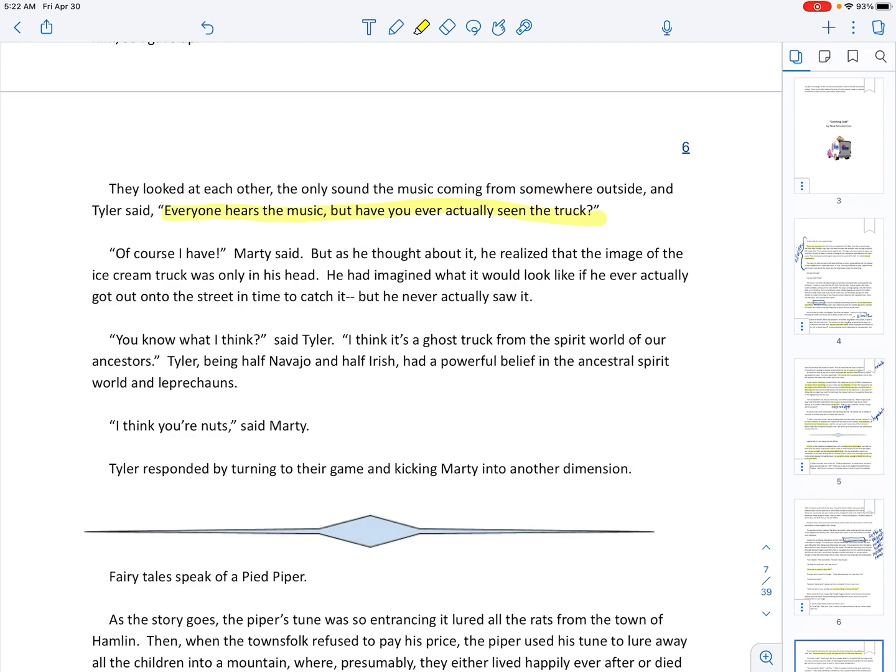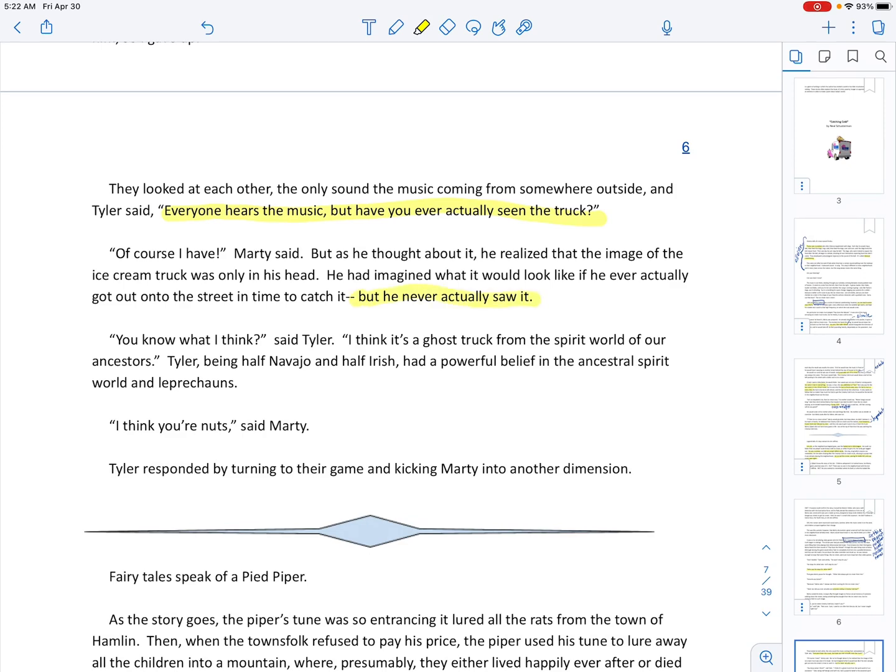"Of course I have," Marty said. But as he thought about it, he realized that the image of an ice cream truck was only in his head. He had imagined what it would look like if he ever actually got out onto the street in time to catch it, but he never actually saw it.